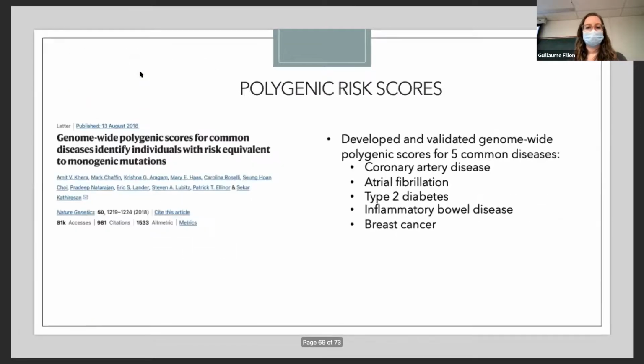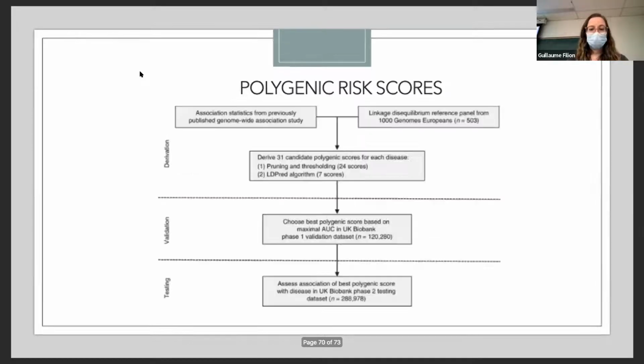Okay, so let's do an example. This came from 2018 from Nature Genetics. They developed and validated a genome-wide polygenic risk score for five common diseases: coronary artery disease, atrial fibrillation, type 2 diabetes, inflammatory bowel disease, and breast cancer. We take our association statistics from our GWAS, and from there we collect those as our candidate SNPs. Then we can use validation and testing from a new cohort to test the results of this polygenic score on these new individuals.